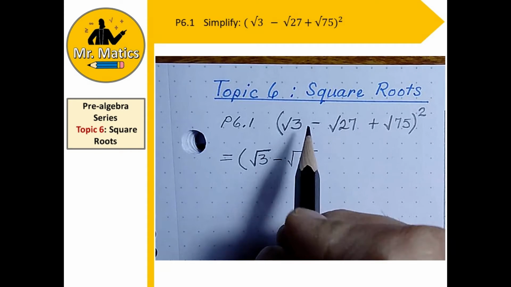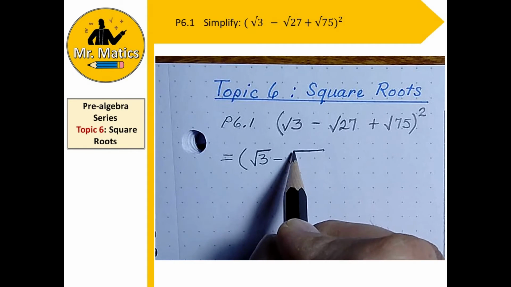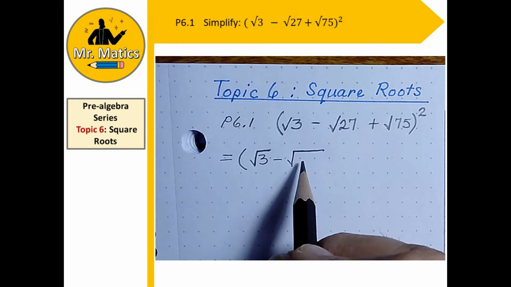It is better to put the bar on top. That way you know how many numbers are covered by this square root.